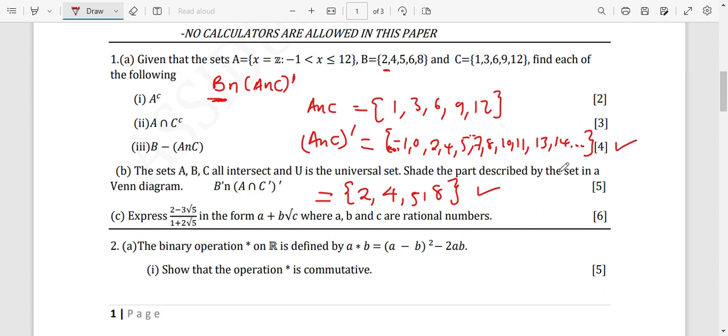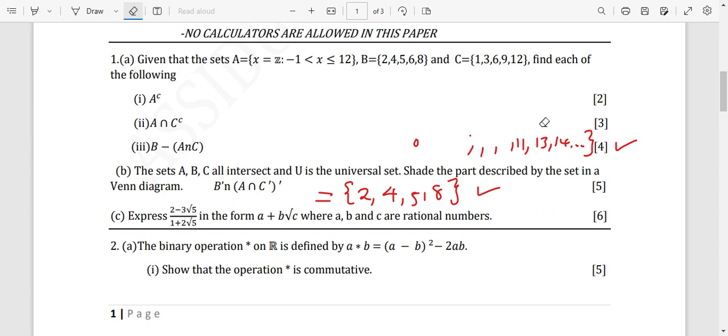That's okay? Is that okay? So where listing is concerned, if you miss out an element, my dear, you are losing yourself.